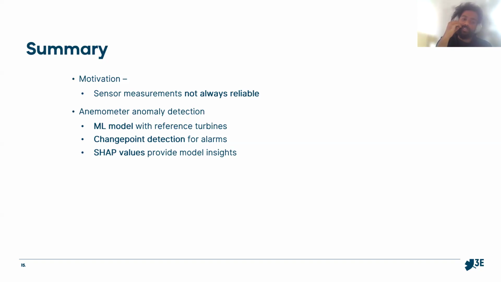And then we use SHAP values, which is an open source library for Python, to get model insights, to see what the turbine predicts, or how the model is trying to predict.